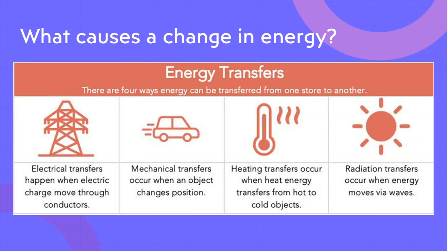You've got the electrical, which can happen through moving charges; mechanical, that can happen when an object changes position through a force; heating, which occurs when heat is transferred from hot objects to cold objects; or radiation, such as via electromagnetic waves. But in the work energy theorem, we're talking about work happening, which is a mechanical force. And so it's the mechanical transfer that we're looking at within here. So the work energy theorem applies specifically to mechanical transfers.